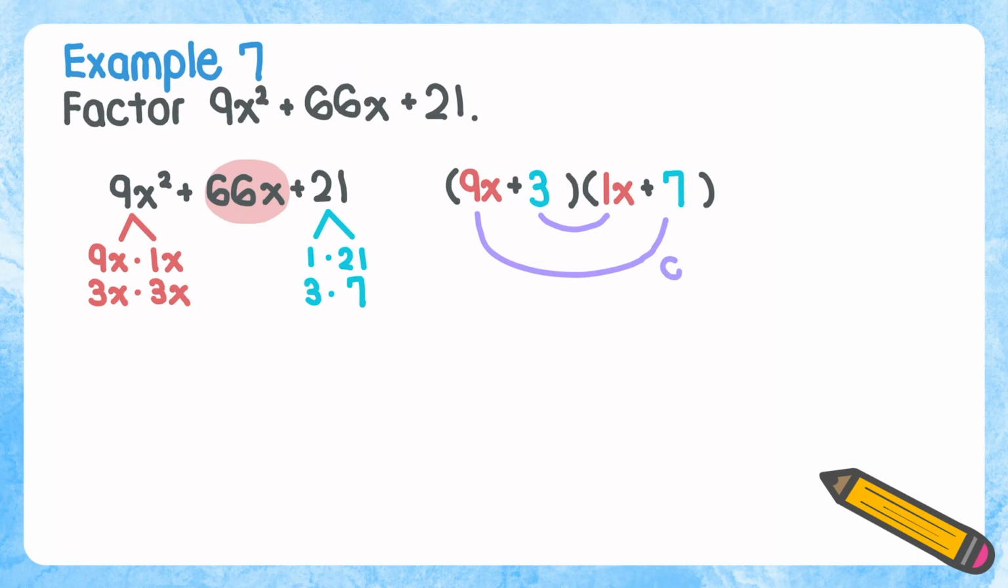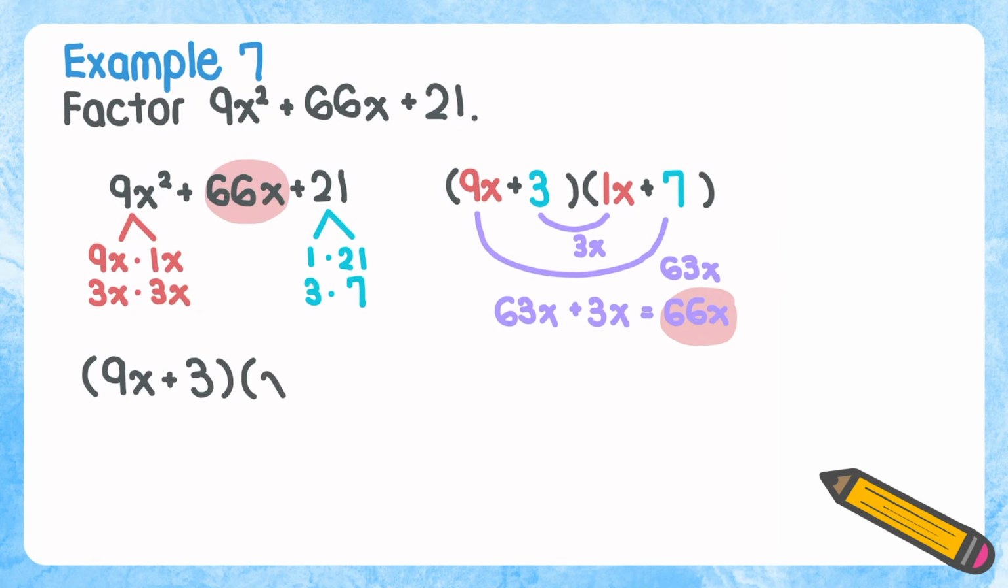So 9x times 7 is 63x, and 3 times 1x is 3x. So 63x plus 3x, we're combining like terms. This equals 66x, which is the same as this middle term that was given. So we know that this works. And so when we factor this trinomial out, we know that 9x plus 3 times 1x plus 7, so x plus 7, must be the correct factoring solution.